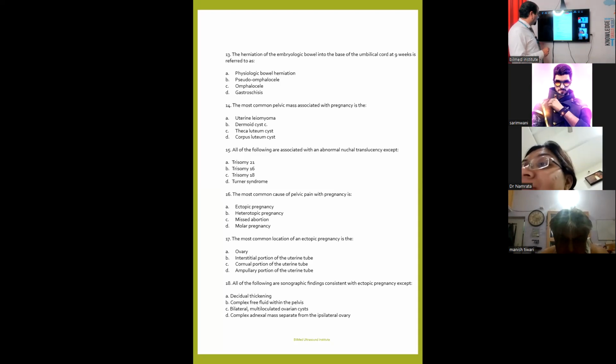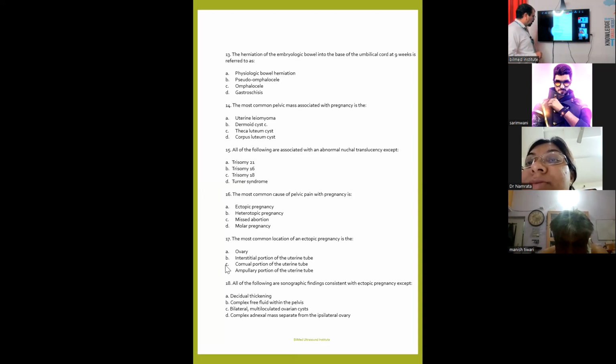17, the most common location of ectopic pregnancy is, now see, the most common location of an ectopic pregnancy is A, ovary, B, interstitial portion of uterine tube, C, the cornual portion of uterine tube, D, the ampullary portion of the uterine tube. 17th question. Hurry up. Yes, everybody is hitting it right, except one only. It is the ampullary portion of the uterine tube.